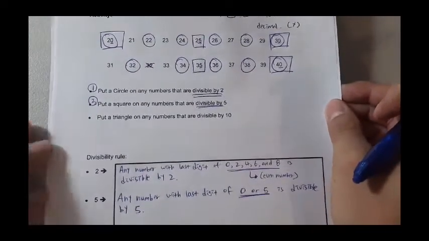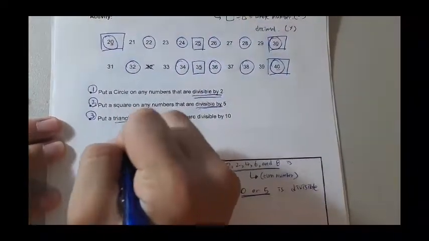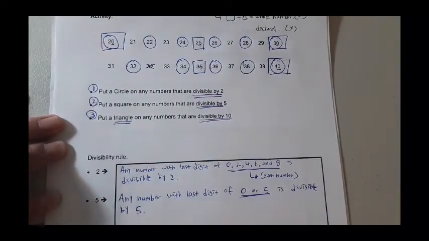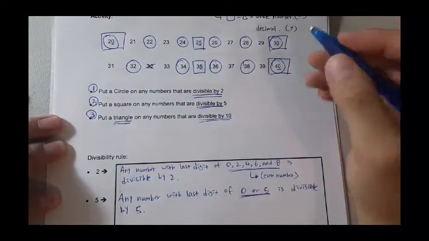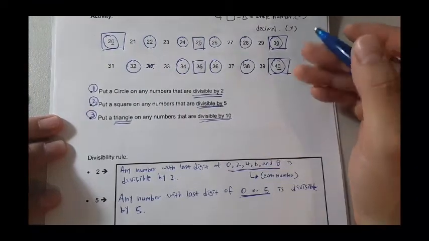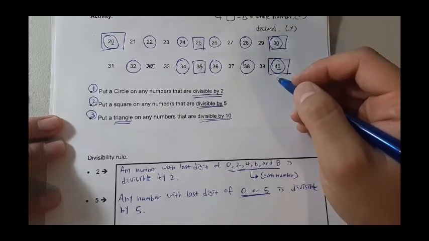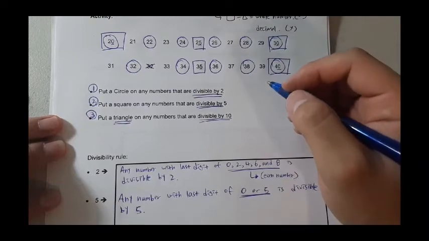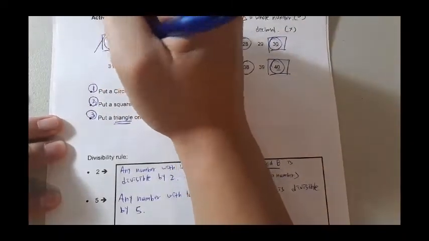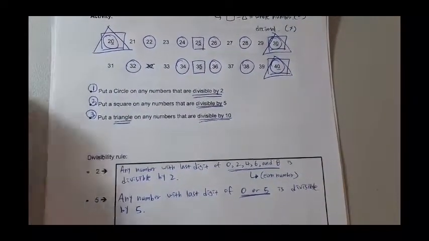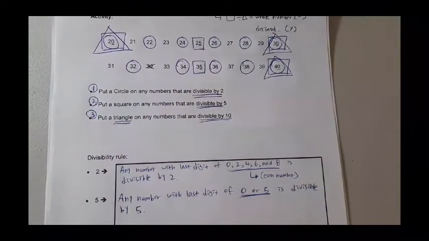Now, for our last activity for this page, you need to put a triangle on any number that is divisible by 10. I want you to pause this video again and do this activity for about 30 seconds using your calculator, and then share your answer. Once you finish it, here's the answer that you should see. There are only 3 numbers that fit that condition.